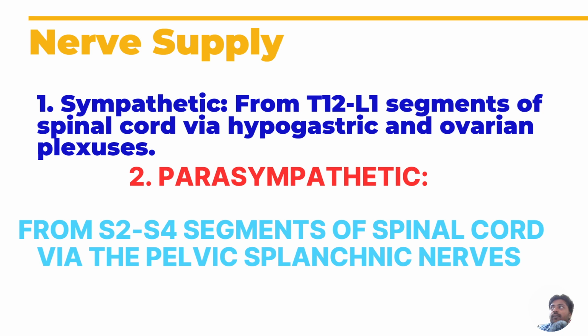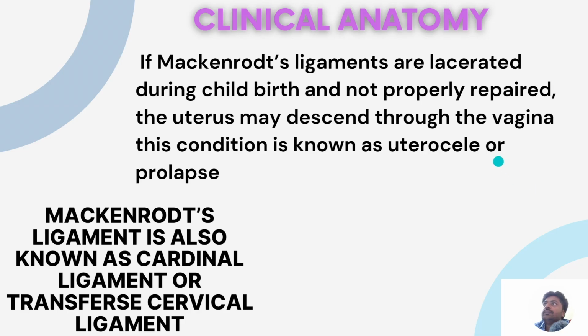Sympathetic nerve supply is from thoracic 12 to lumbar 1 segments of the spinal cord via the hypogastric and ovarian plexuses. Parasympathetic nerve supply is from S2 to S4, sacral 2 to sacral 4 segments of the spinal cord, via the pelvic nerves.